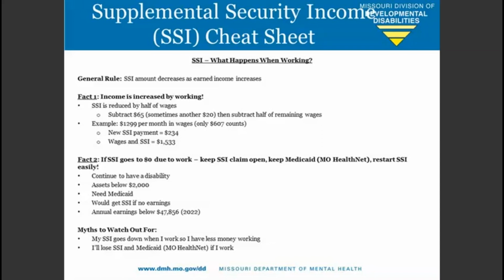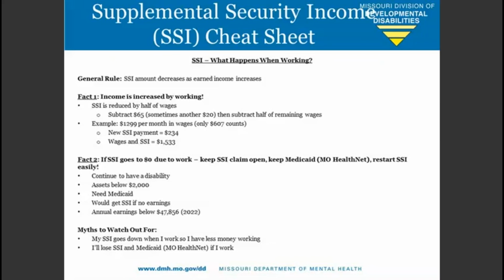So in our example here, somebody earns $1,299 from work income. Only 607 of it is going to be considered countable income. So then that person's SSI benefit will be reduced by $607. If that person is getting the full $841, we would take 607 from that $841, and that's where we came up with, they'd still get $234 in SSI.